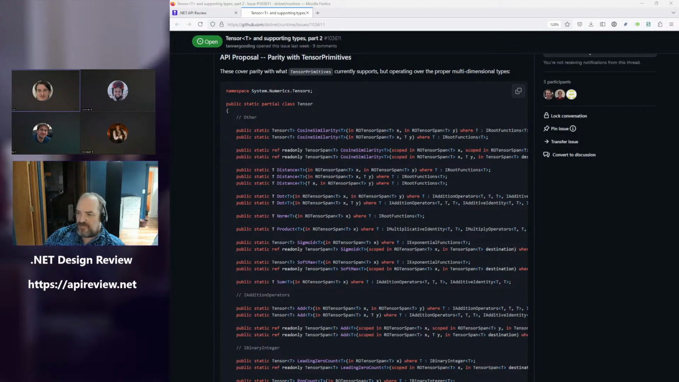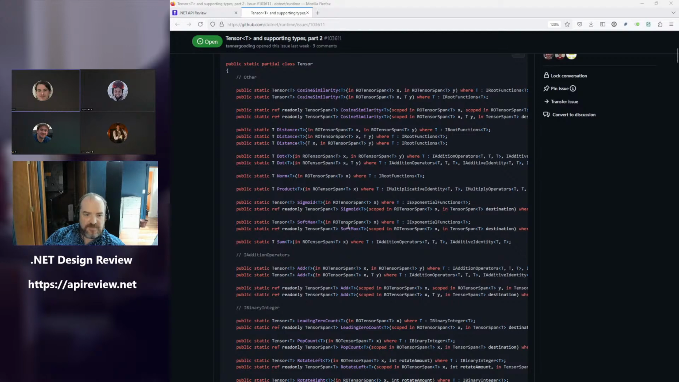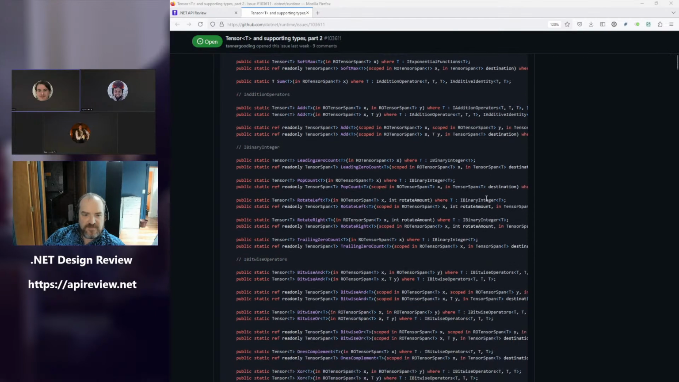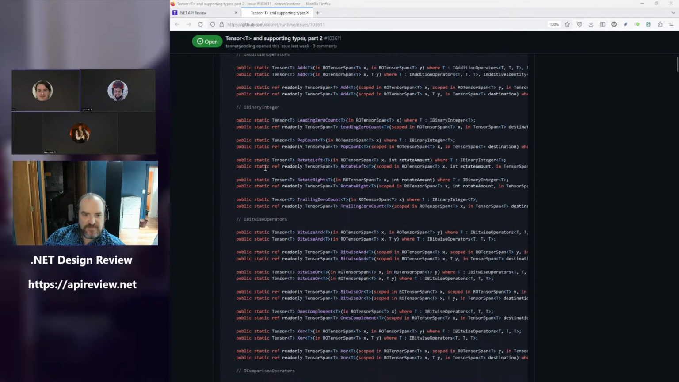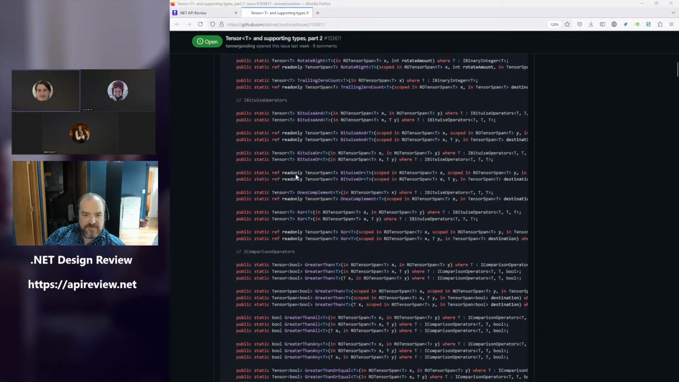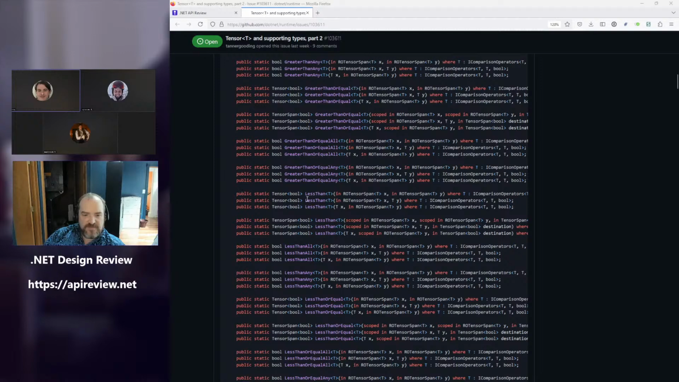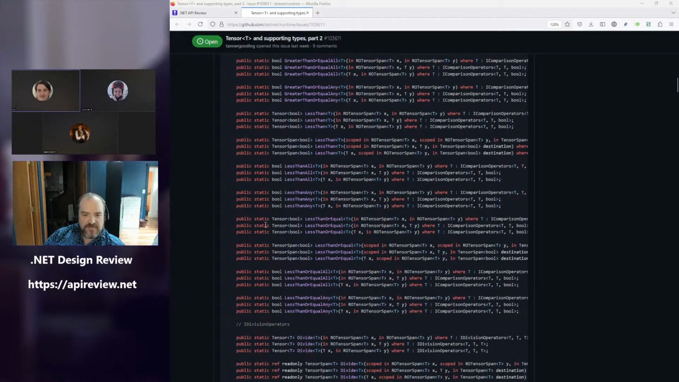And so the first set here is a mirror of what we've already approved for tensor primitives. So cosine similarity, distance, dot, norm, product, sigmoid, softmax, sum, all the generic math operations, and I've got them sorted by the corresponding interface they exist on. So add, the bitwise operations, leading zero count and pop count, and they are all constrained to the minimal set of interfaces, just like we opted for with tensor primitives.